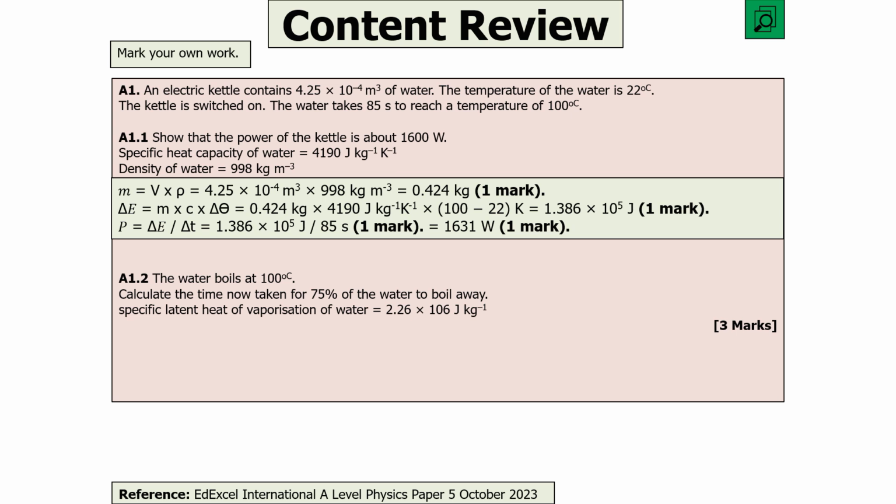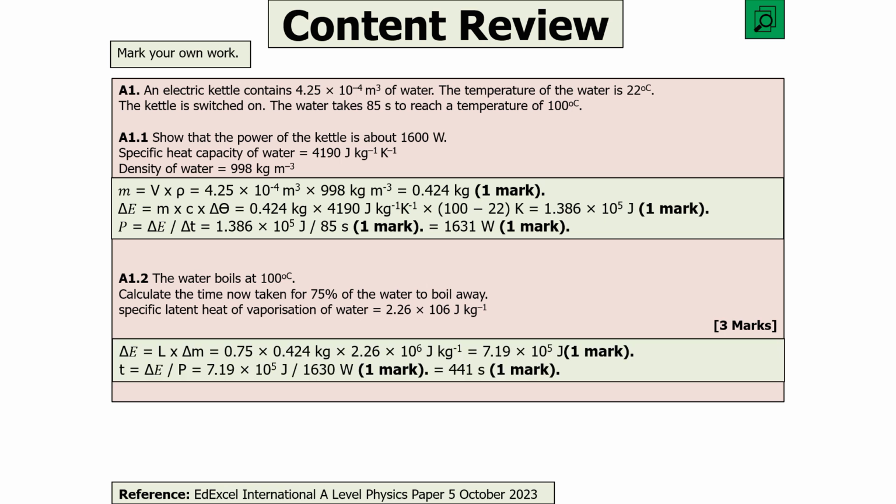In this next one, we're now looking at a change of state. So we know that E equals mL. So therefore we can work this through. Now m is the change in mass, the mass that changes state. So you've got to work out how much of the water is boiling away. So 75% of that mass. Then you'd multiply it by the latent heat capacity and you get 7.19 times 10 to the 5 joules.